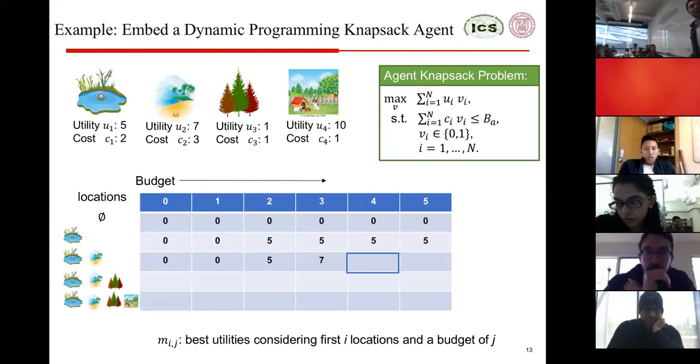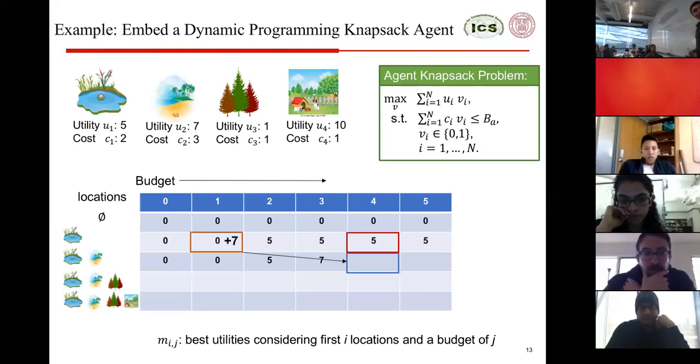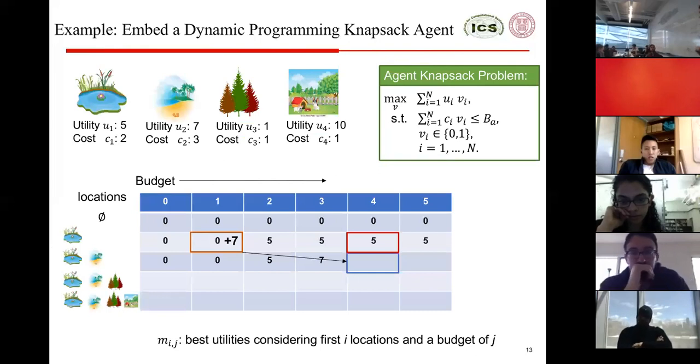Let's consider the case where the agent considers the first 2 locations under a budget level of 4. Now, the agent really has 2 options. The first option is not to visit the second location, in which case it reduces to the case shown in the red box, and it has a utility score of 5. Otherwise, the agent visits the second location, which will give her a utility score of 7, but then she cannot visit the first location, so the best utility that she can get in this case is 7. Comparing these 2 options, the better option is the one that gives the agent a utility score of 7.